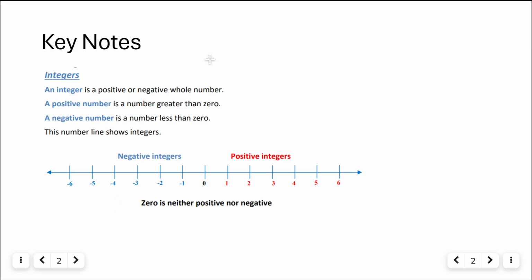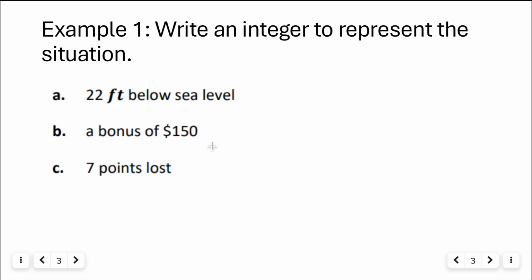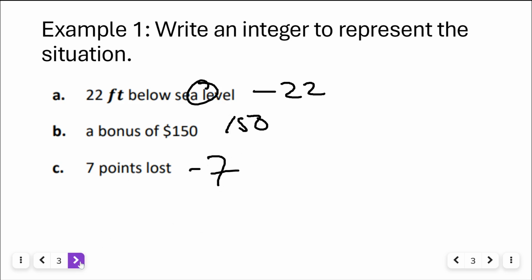So here are some things that you need to remember. Integers. Integers are positive or negative whole numbers. Remember, that's what we make our number line out of. Positive numbers are greater than 0. Negative numbers are less than 0. If I want you to go 22 feet below sea level, remember sea level is 0. So 22 feet below is negative 22. A bonus of $150 means you get $150. 7 points lost is a negative 7.